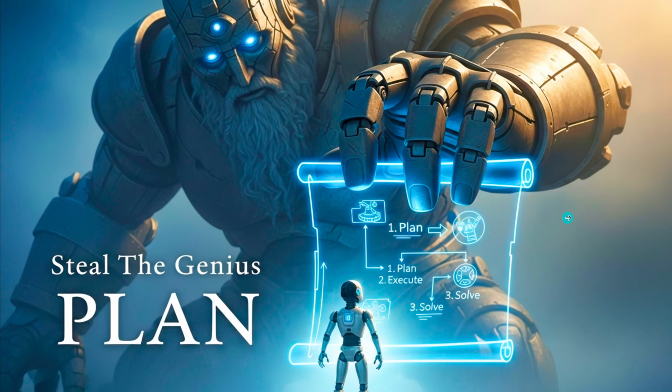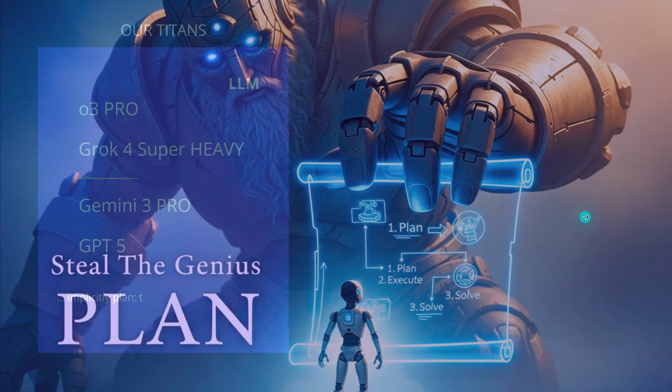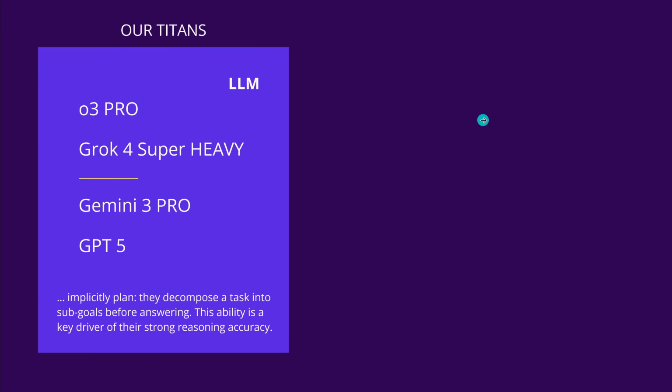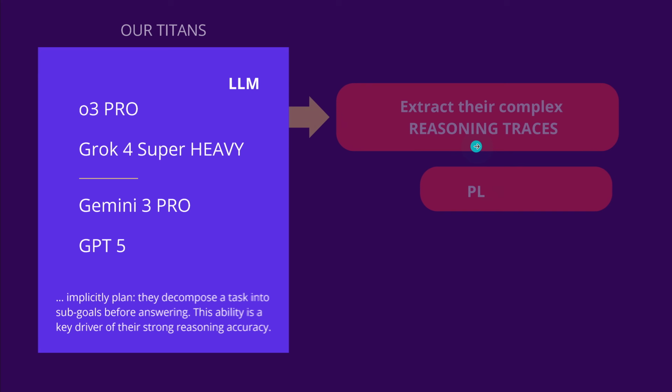Yes, today we have a fascinating video about the latest research by Google AI. And we look at small language models. Now, you know we have our titans, no? Our O3 Pro, Grok 4 super heavy, upcoming Gemini 3 Pro, GPT-5, and they all have beautiful reasoning, and they have implicit planning. So if we give them a task, they decompose the task into sub-goals before answering. And this is the ability that is a key driver here and the strong reasoning accuracy.